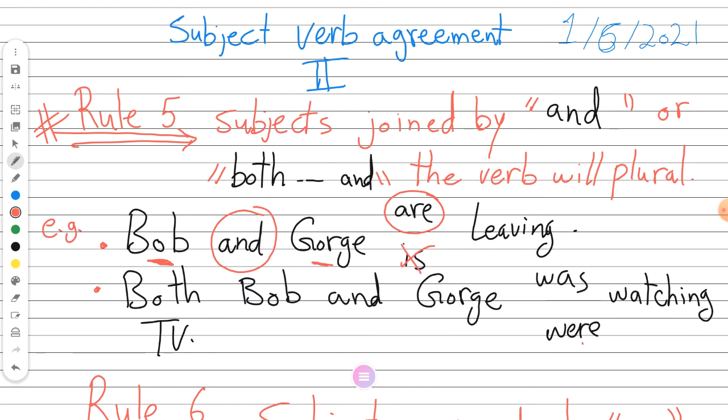Also, the second example: both Bob and George was or were watching TV. Now, I joined the two subjects with both and. So I'm speaking about two subjects. Who are they? Bob and George. This means the verb should be singular, which is was, or plural, which is were. It's supposed to be were, the plural verb, because I'm talking about two subjects here.